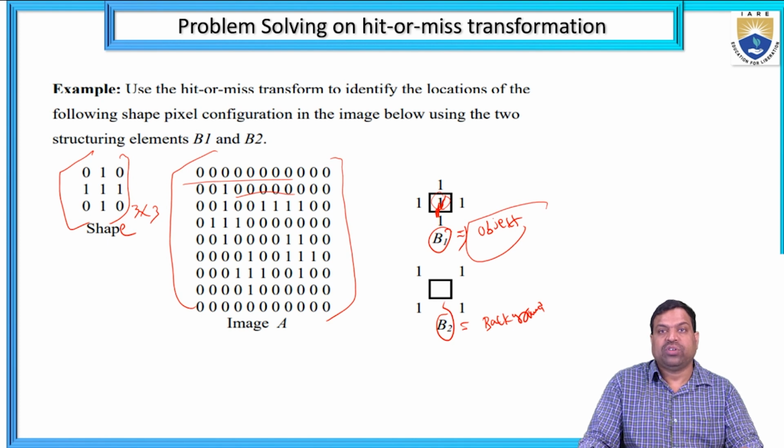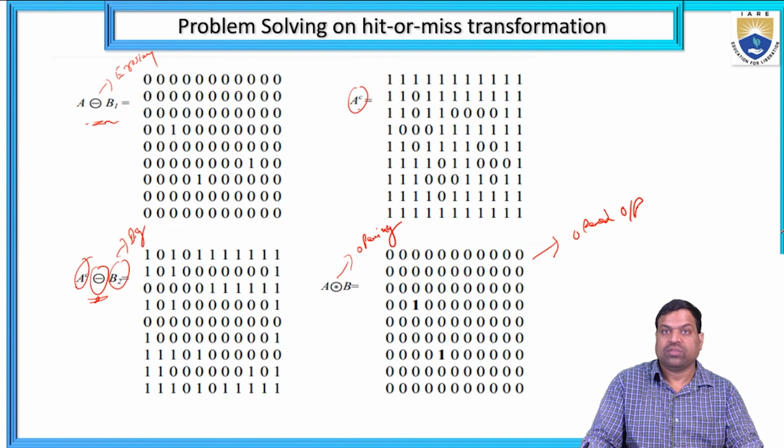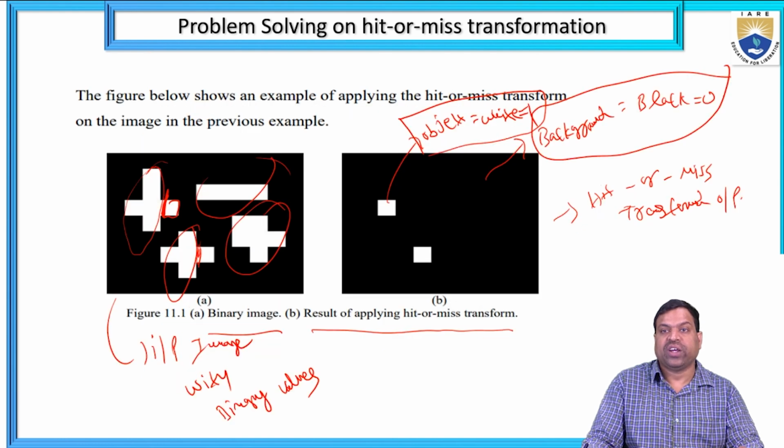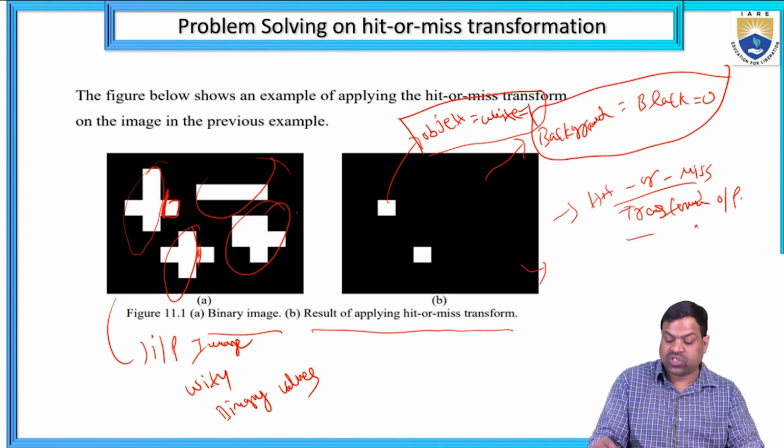Thus, the hit or miss transform is used for shape detection. It is one example of the hit and miss transform to identify the location of the following shape pixel. Here I am taking the 2 structuring elements B1 and B2. So, B1 is for the object. So it is a complement, and A eroded by B and A dilated by B, with A closing and opening operations. Here the final operation on the input image gives the final hit or miss transform output.